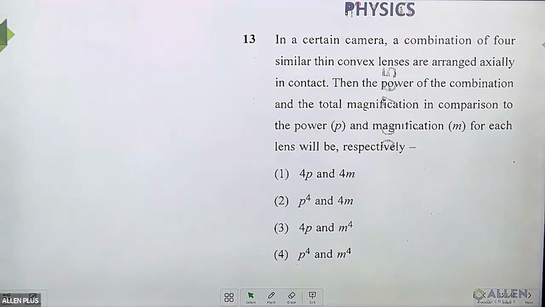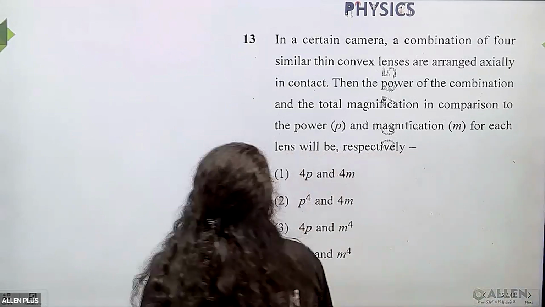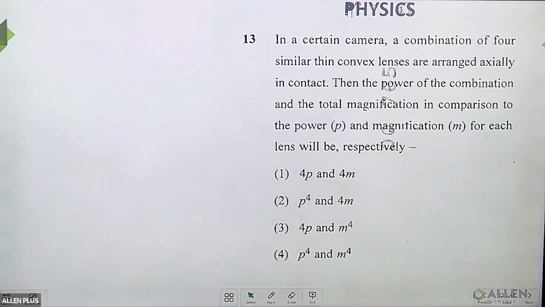In a certain camera, a combination of 4 similar thin convex lenses are arranged axially in contact. Then the power of the combination and the total magnification in comparison to the power P and the magnification M for each lens will be? So this is the question they are asking. We have to apply the concept of effective focal length and power.